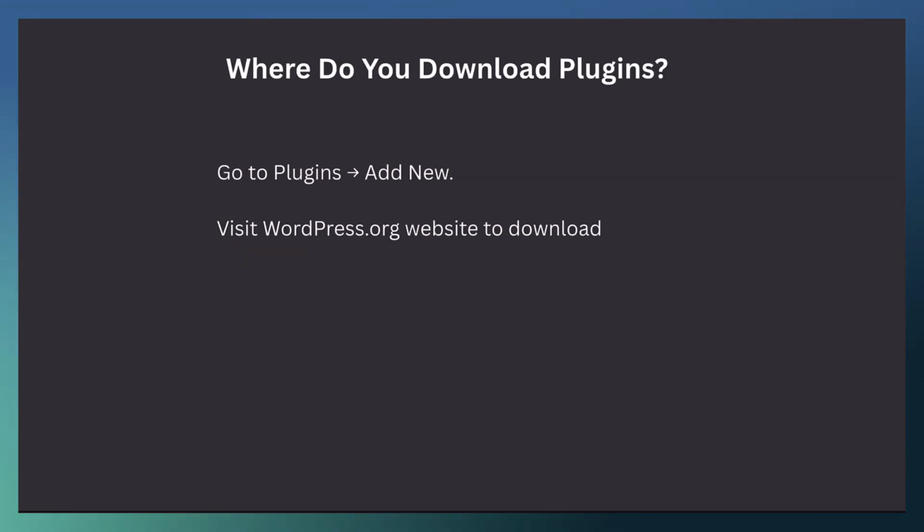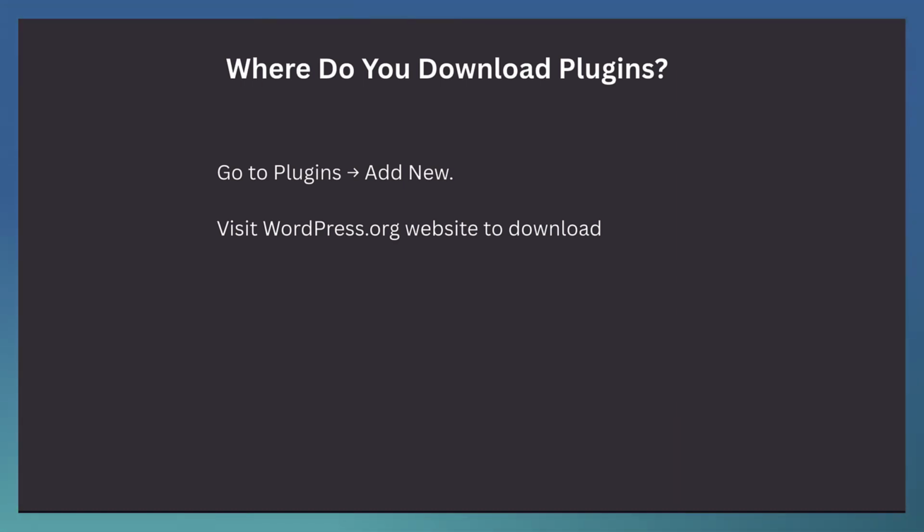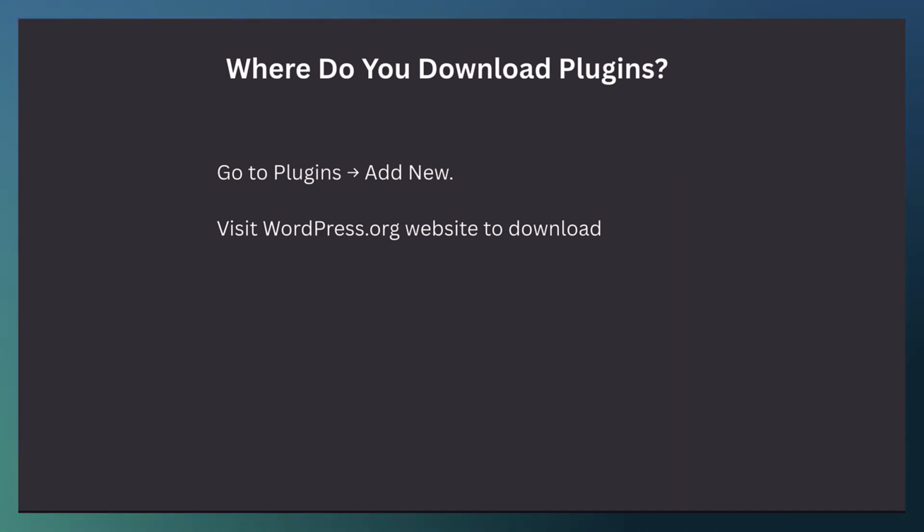Where do you download the WordPress plugin? So to download WordPress plugin, you have to log into your WordPress website as an admin, right? Then go to plugins, click on add new. We have so many WordPress plugins in the WordPress repository, right? So just click on it, install, and then you activate. Or you can also install WordPress plugins by visiting this website and you download this guy, right?